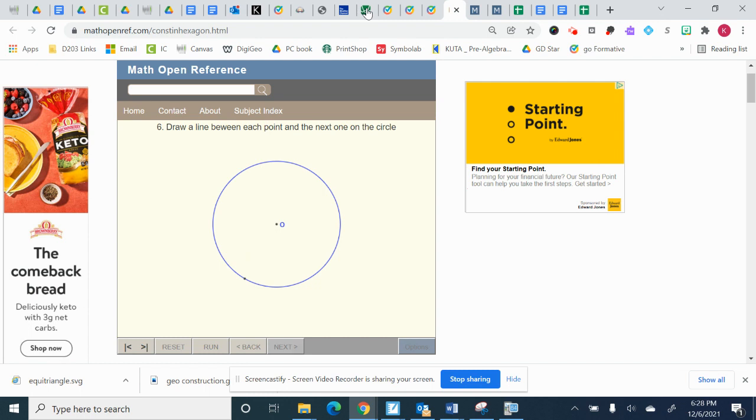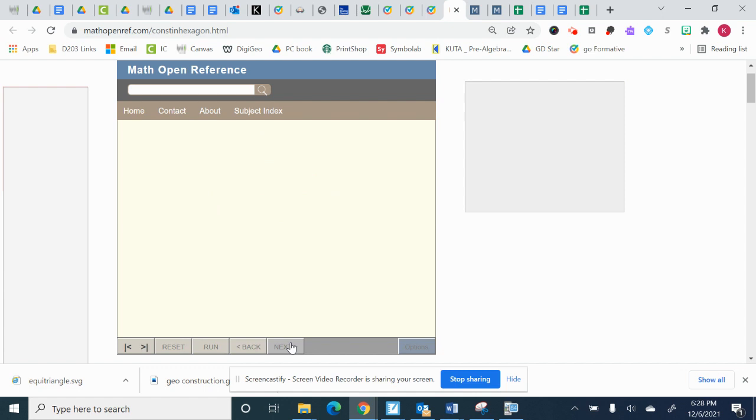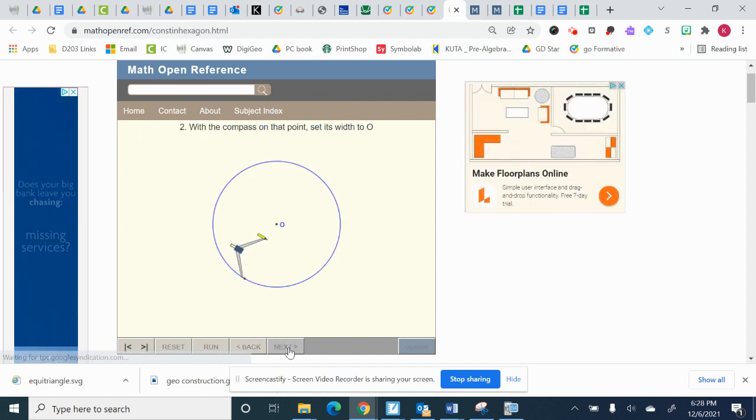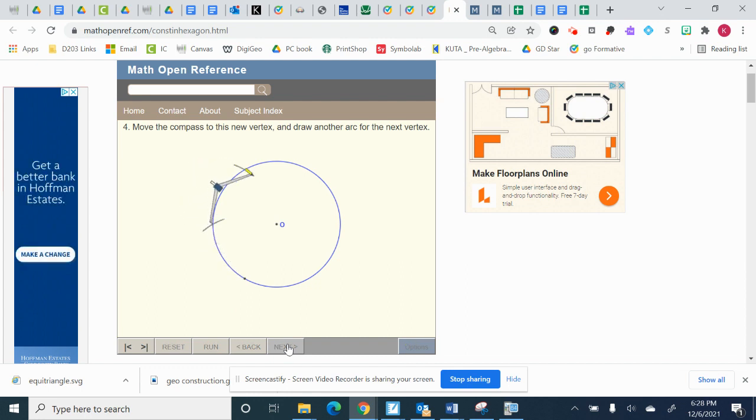Let's see, one moment here. Okay, let's see if it's just a small issue. Okay, there we go. So we're going to use that distance in order to mark around the circle at that same distance, which was the radius. And notice how the compass just continues moving across the way.